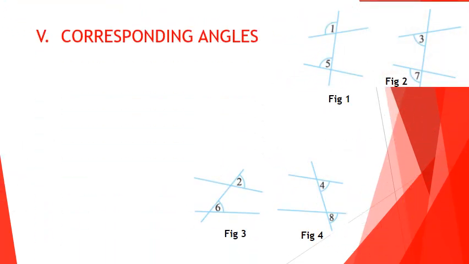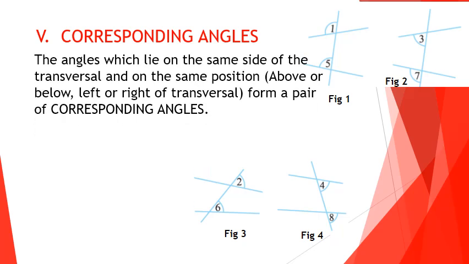The next important pair of angles is corresponding angles. What is meant by corresponding angles? The angles which lie on the same side of the transversal and in the same position. Same position means either above the line or below the line, or left of the transversal or right of the transversal, form a pair of corresponding angles.